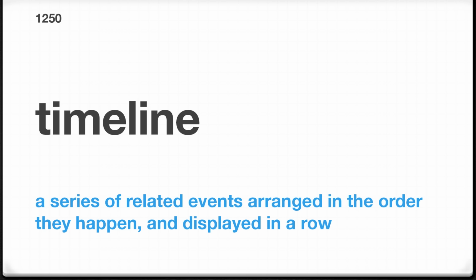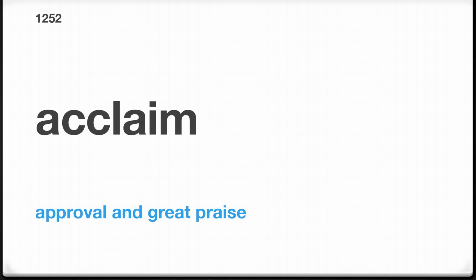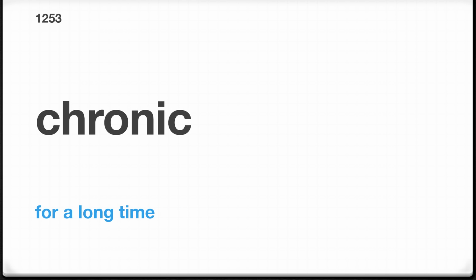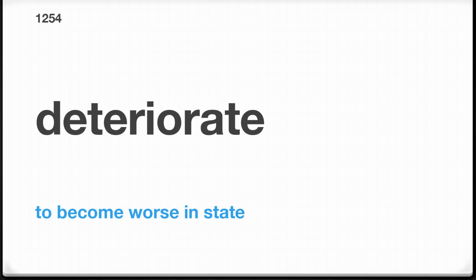A series of related events arranged in the order they happen and displayed in a row. Timeline. Not trustworthy. Unreliable. Approval and great praise. Acclaim. For a long time. Chronic. To become worse in state. Deteriorate.